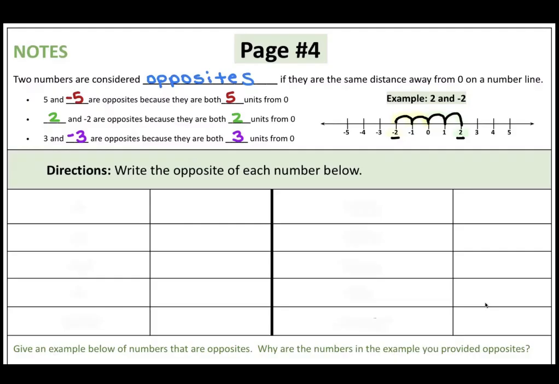So if it said 7 here, okay, yours says something different. But if it did, then I would write negative 7 as the opposite. So opposites can be positive or negative. They are the same distance apart from 0.